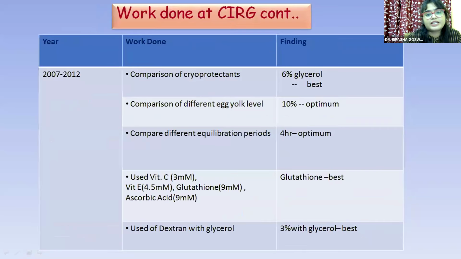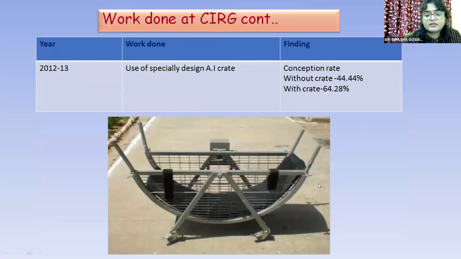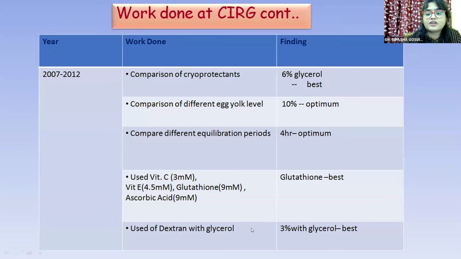Here also we can see, from 2007 to 2012, comparison of cryoprotectants showed 6% glycerol is best. Comparison of different egg yolk levels showed 10% is optimum. Comparing different equilibrium periods, 4 hours is optimum. Vitamin C, vitamin E, and glutathione act as antioxidants, and among them glutathione becomes the best. And with use of dextran with glycerol, 3% glycerol gives the best result. These are the different findings that different researchers have found in different years.